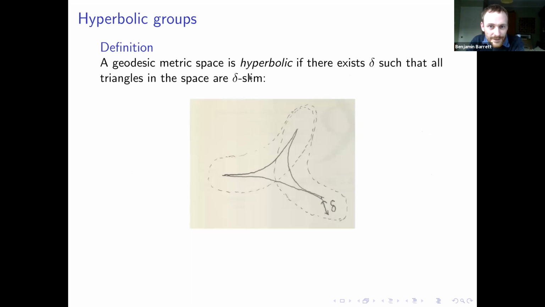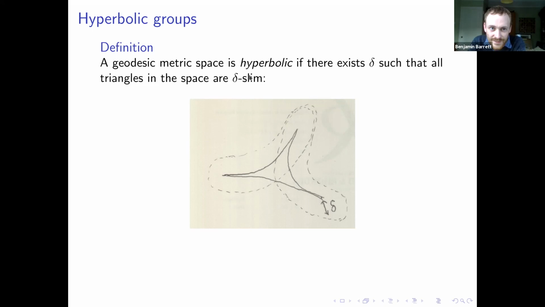I've got here the compulsory picture that all talks about hyperbolic groups contain. So first of all, I'm going to tell you what it means for a metric space to be hyperbolic. A geodesic metric space is hyperbolic if there exists a delta so that all triangles in the space are delta slim. I should expand on this a little bit. I'm sure we all know what a metric space is. A geodesic metric space is a metric space where any pair of points can be connected by a shortest path, and the length of that path is then equal to the distance between the points. So that's what a geodesic is.